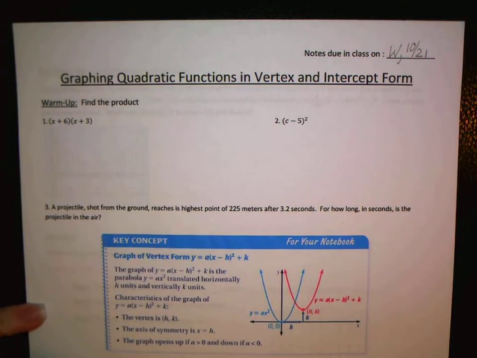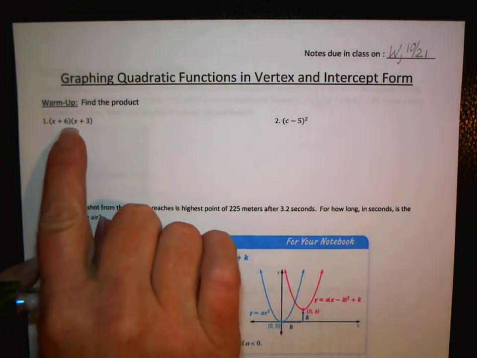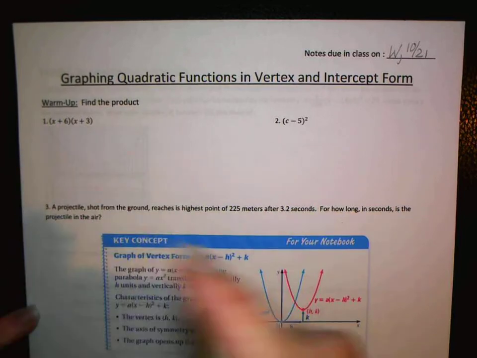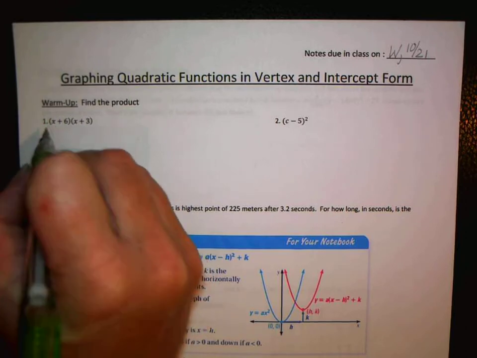Okay, today we're going to do a lesson on graphing quadratic functions in vertex form, but first we're going to do a quick warm-up on finding the product of two binomials. Most of you will look at this and think FOIL, I'm hoping. So when you have a binomial times a binomial, you would want to do FOIL. FOIL stands for first, outer, inner, last.